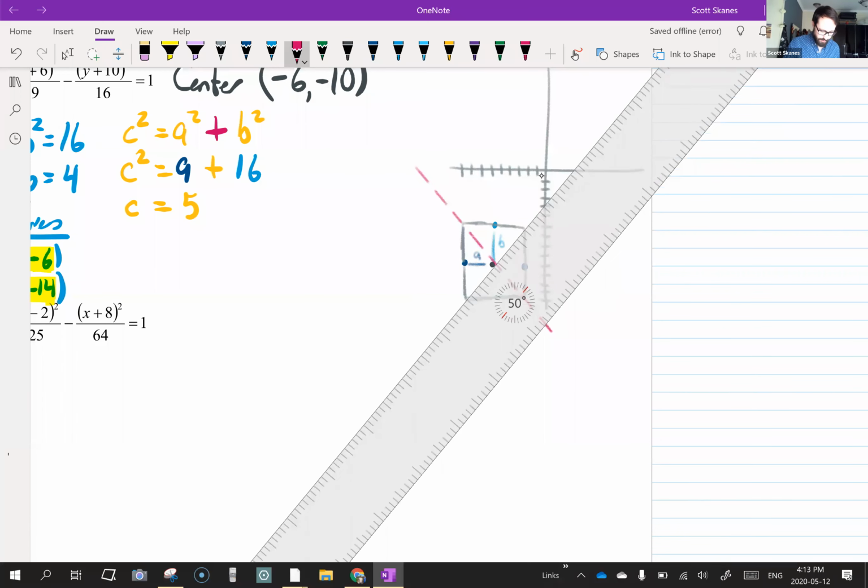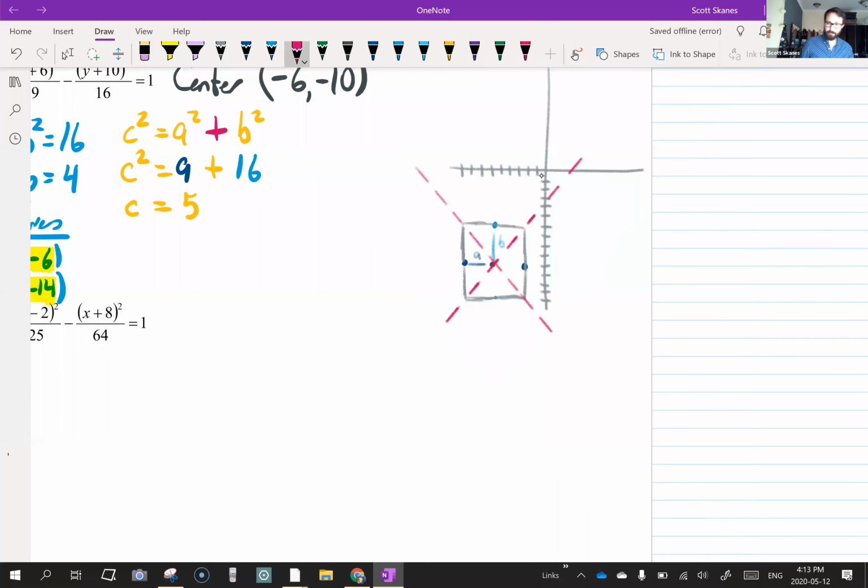If you don't have graph paper by now, I've told you to get it. You might be struggling a little bit, especially if you don't have any notes printed, but do your best. Foci is -11, -10, -1, and -10. Good job, Hamza. That's right.